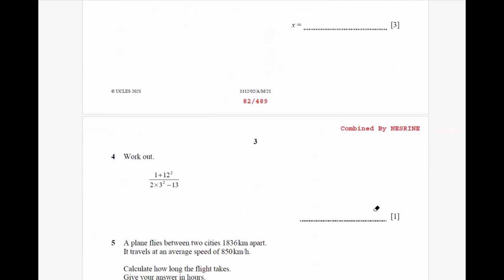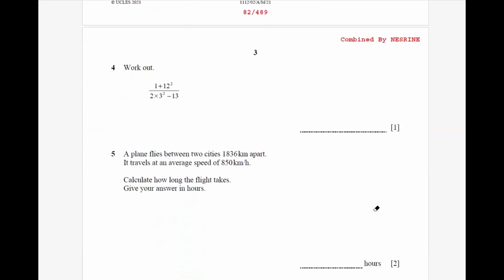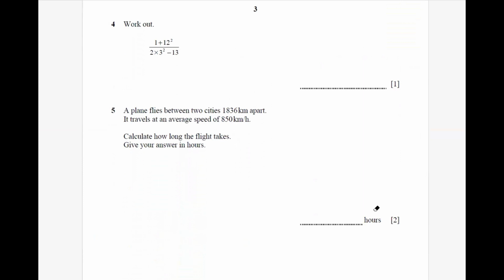After this, it's question number 4. We need to work out this expression. Okay, this would give me 1 plus 12 square. 12 square means 12 times 12. You can use your calculator for that also, but it is straightforward to write it 144. 2 times 3 square, 3 square is 9, minus 13. Now, this question is implying the use of BODMAS rule, because we need to multiply here first and then we need to simplify it further.